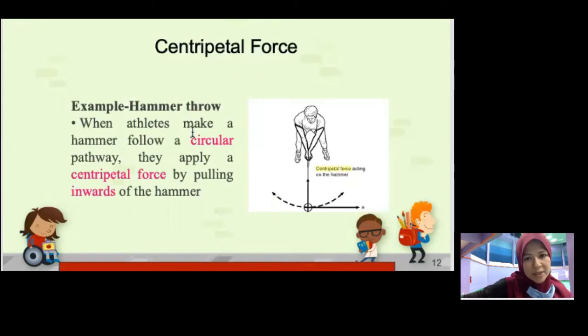Alright, the centripetal forces, example of that, hammer throw. Okay, bila kita buat hammer throw, when athletes make a hammer follow a circular pathway, they apply a centripetal force by pulling inward the hammer. Kalau kita tengok orang main hammer throw tu, dia kena pusing dulu kan, pusing from the center of the rotation. Okay, so daya ataupun acceleration kita akan tengok daripada center of rotation.